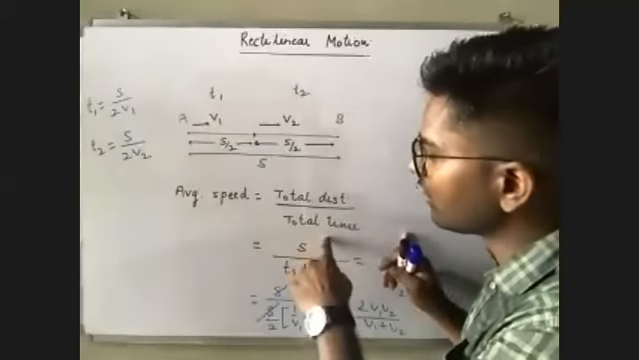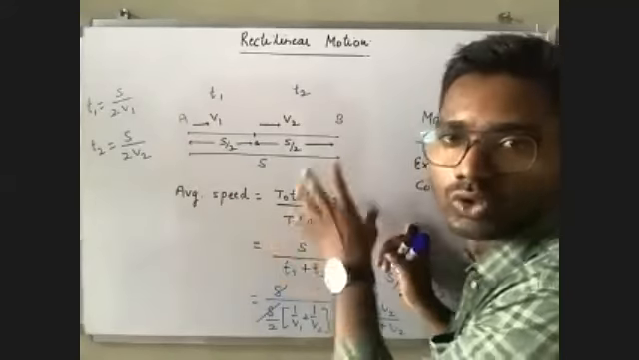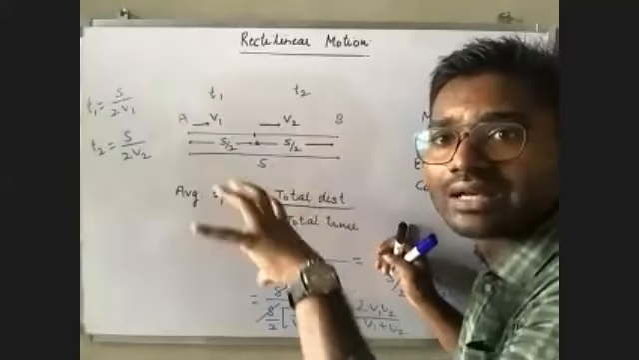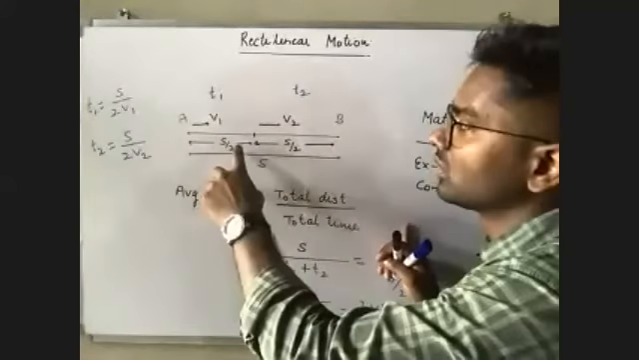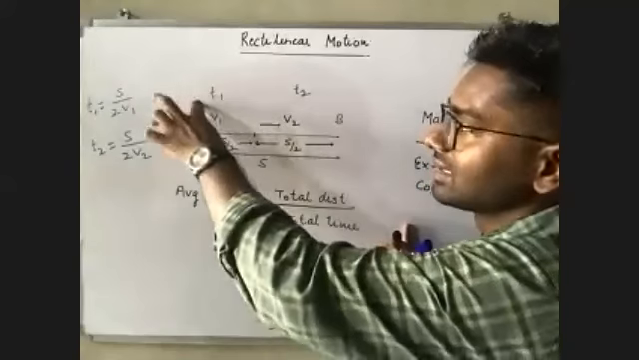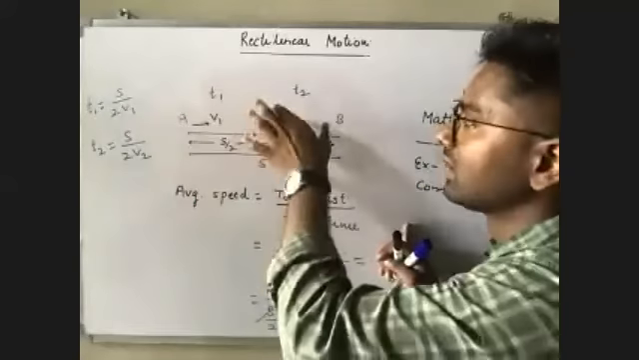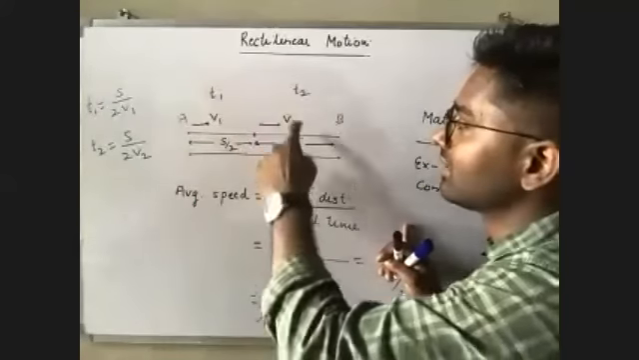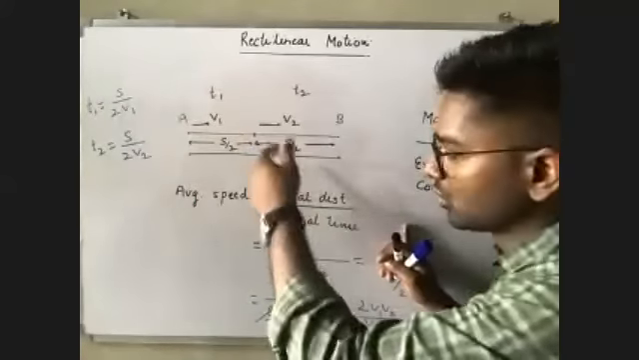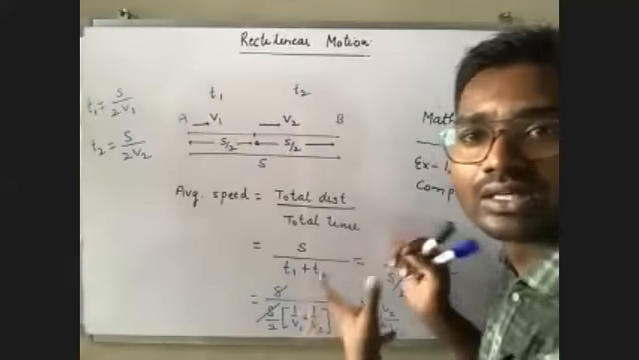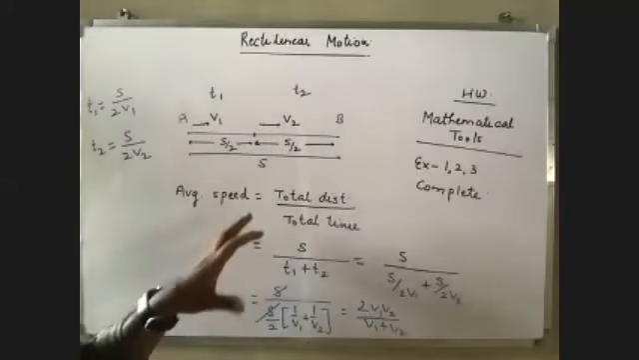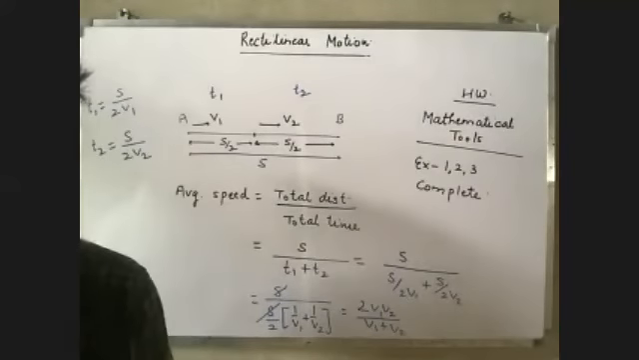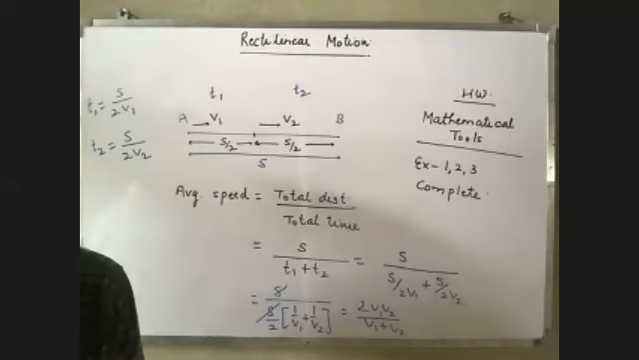Now, looking at the formula, I need total time. Total time they have not given, so we find it from the information we have. Distance divided by velocity is the time interval t1. In this half, distance divided by velocity will be t2. So I can easily put it down here and get the answer. Is the question clear? What is the average speed? Is the solution clear to everyone?